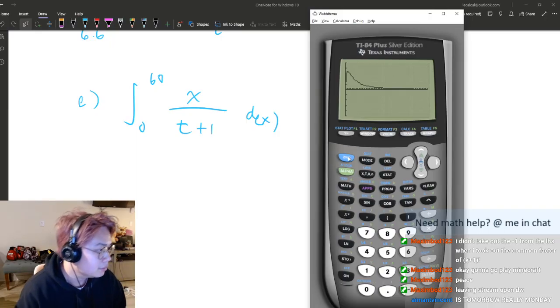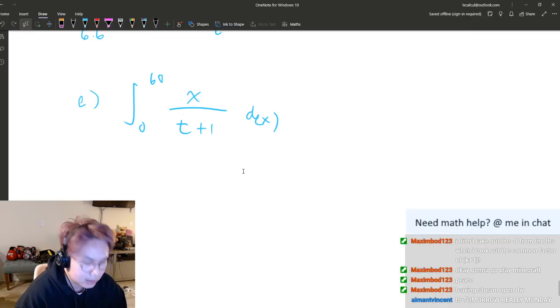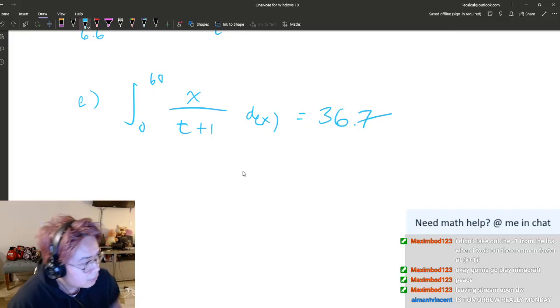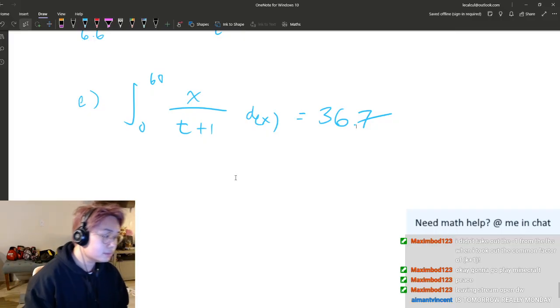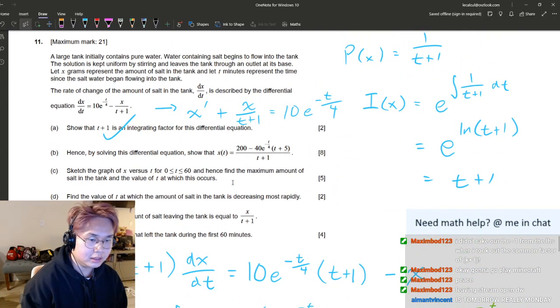Okay. And I want to integrate this, which is a function in your calculator. Right here. And then your lower limit should be 0. Your upper limit is 60, which should give you all of this area. 36.7. And then I'm done. Okay, and then one more, right?